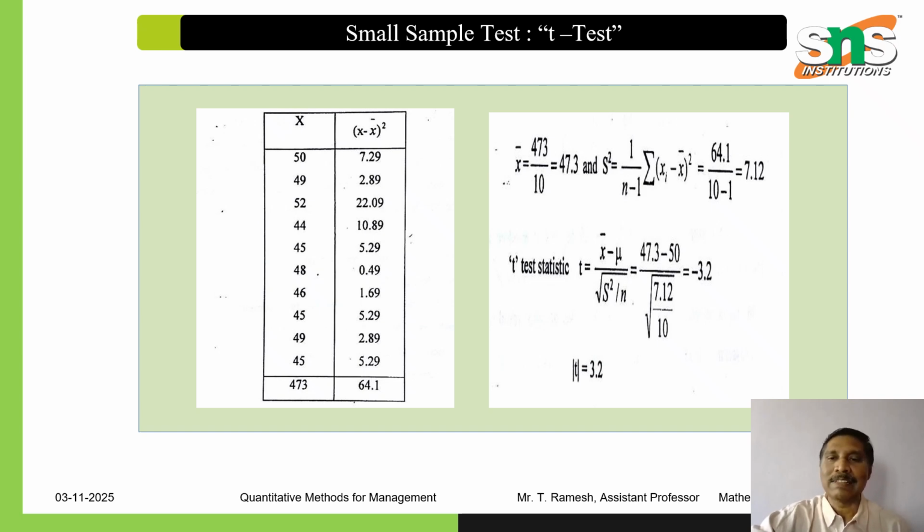So the test statistic value: t is equal to x bar minus mu divided by s by root n, or it is root of s square by n. We take the values: 47.3 minus 50 divided by root of 7.12 by 10. Simplifying, the value becomes minus 3.2. But the test value is always taken positive, therefore it is 3.2.